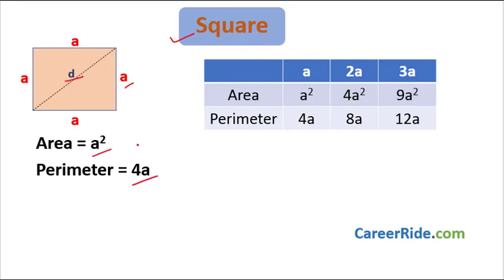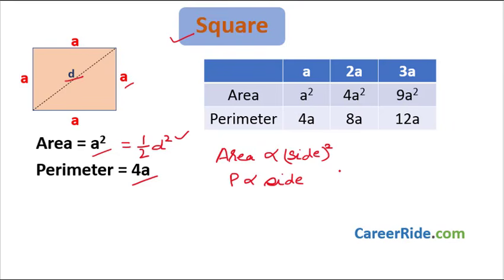Now the interesting thing to know here is also that the area of a square is also written as half of D square, where D is the diagonal. This is an interesting thing which you should remember. Now what is the relation between the area and the sides? The area of a square is directly proportional to the square of the side, while the perimeter is directly proportional only to the length of the side.